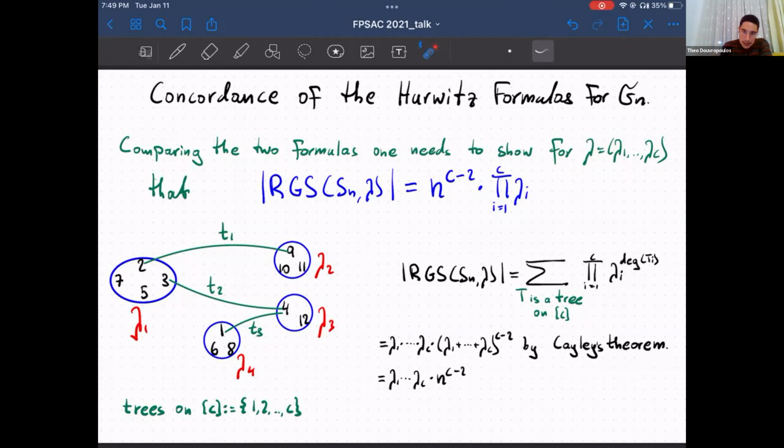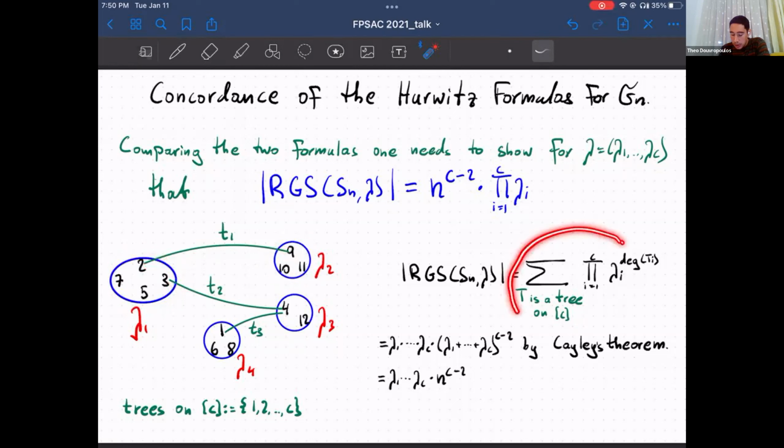So if you cancel out everything, the thing that you need to prove is that the relative generating sets for a permutation of cycle type lambda are enumerated by this expression, n to the c minus 2 times the product of the lambda i's. But how many ways can you create relative trees? You have a cycle here and another cycle. And to create a relative generating set, you have to add some transpositions that make the whole thing a tree, right? So you have to add a tree on the cycles. But for each edge of the tree, you have many options. You can pick whichever of the lambda i numbers here with whichever of the lambda j numbers here. So for each edge, you have lambda i times lambda j options.